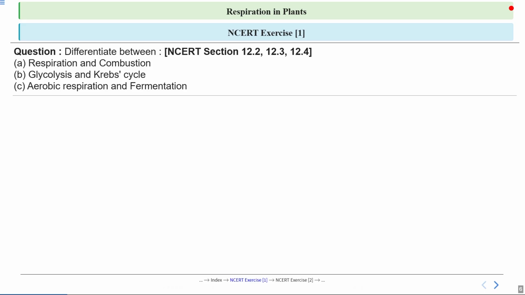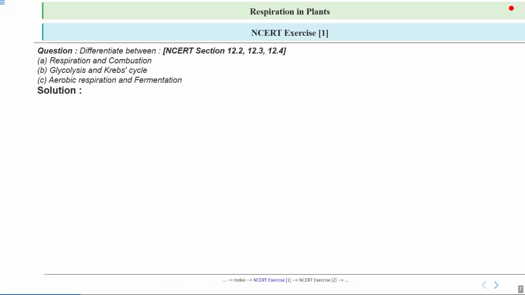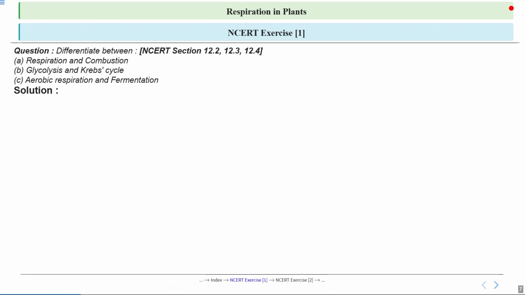So let's begin with the first question. Here we have to differentiate between question A, respiration and combustion, question B, glycolysis and Krebs cycle, and question C, aerobic respiration and fermentation. So let's look at the solution.